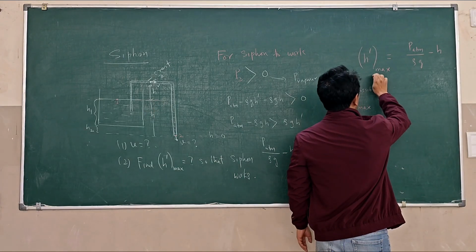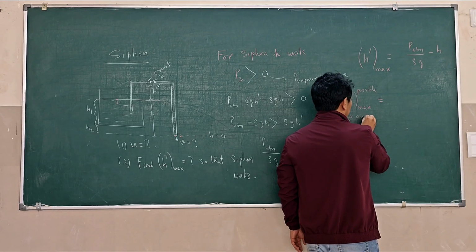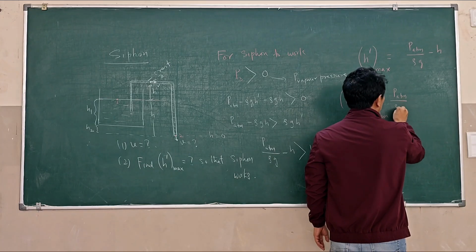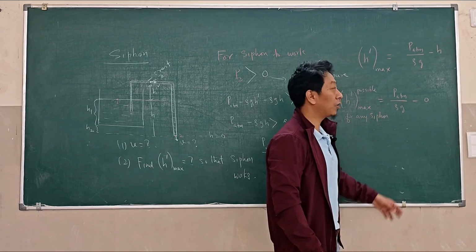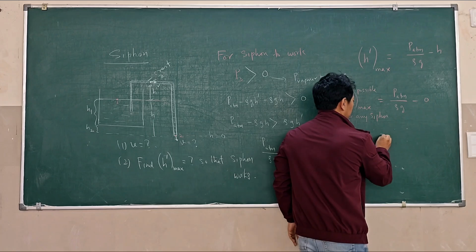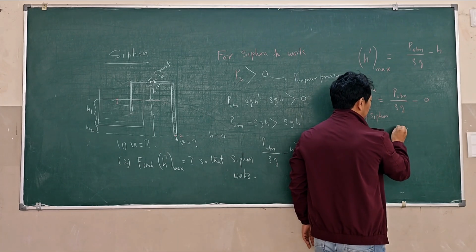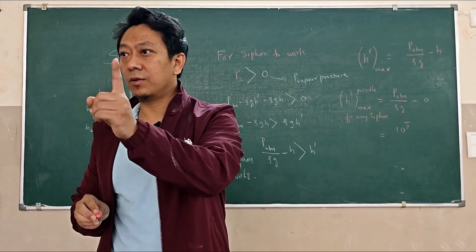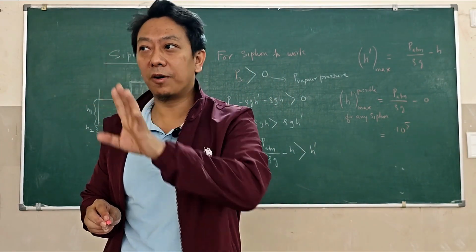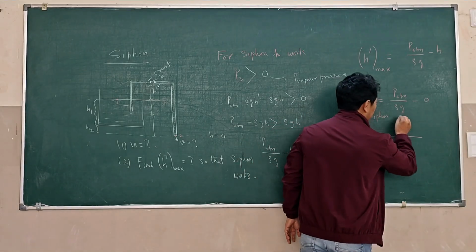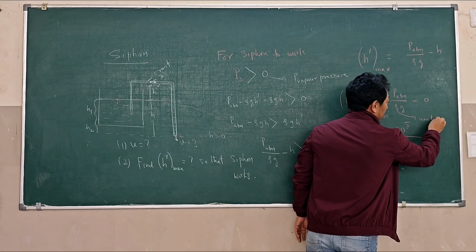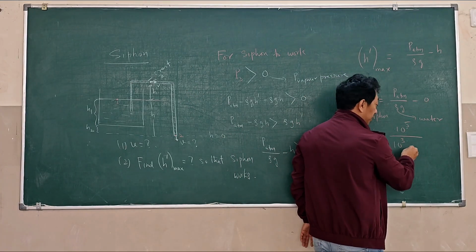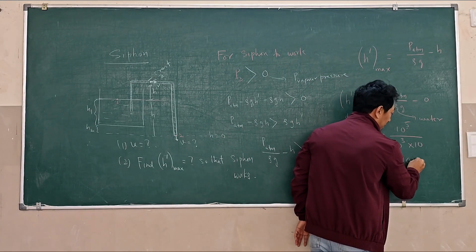So the maximum possible height for any siphon to work will be P atmosphere by rho g minus 0, because you can make this minimum 0. P atmosphere value all of us know approximately 10 to the power 5 Pascal. 1 atmosphere is 1.013 into 10 power 5 Pascal. Density of water, assume this is water. What is water's density? 1000. g value 10. So 10 meter.